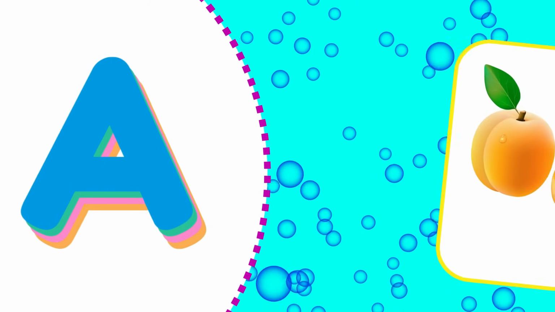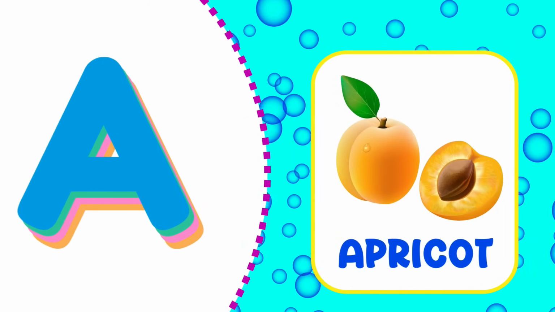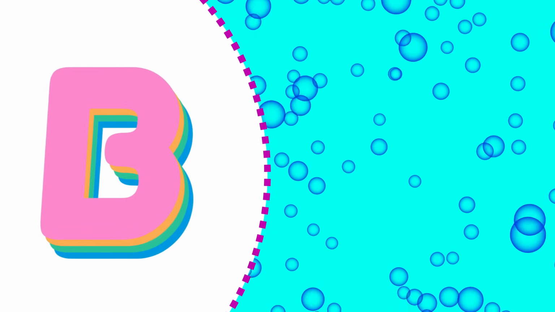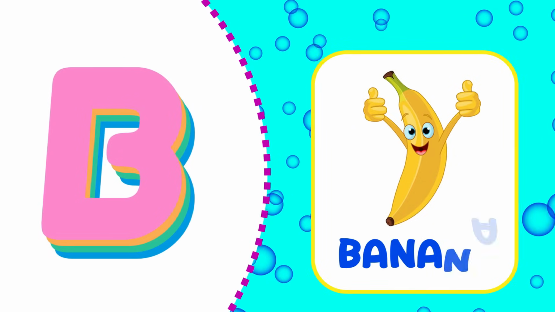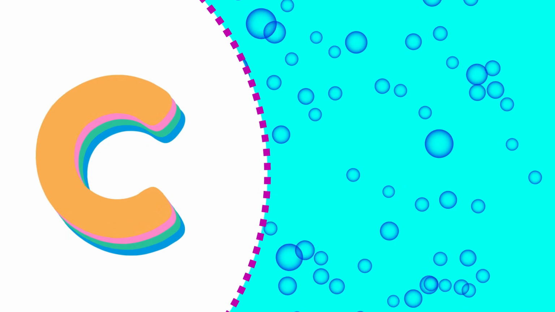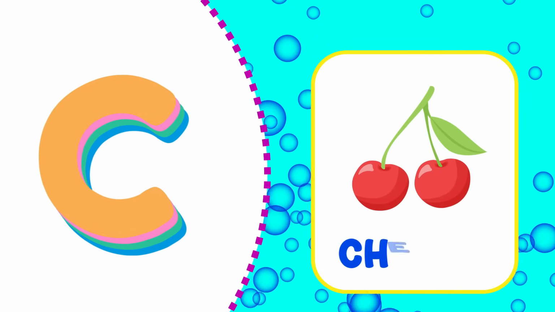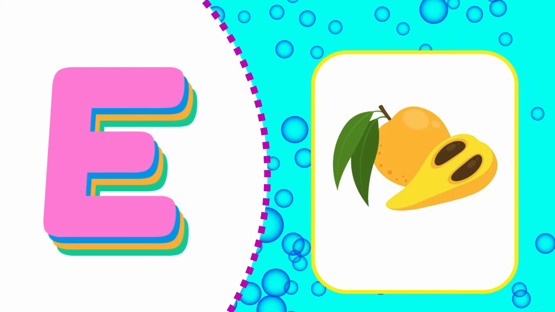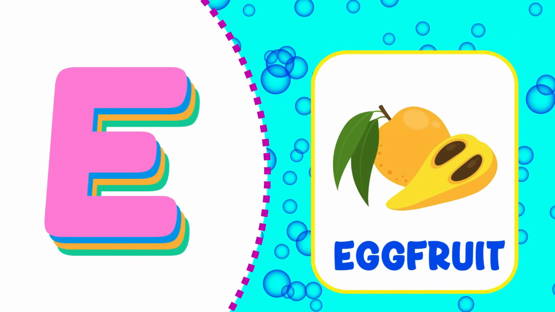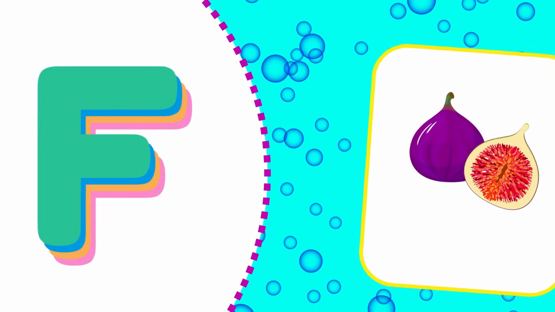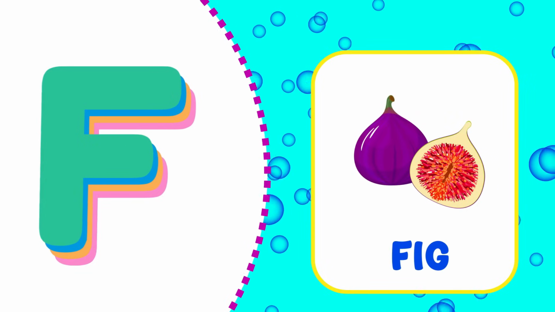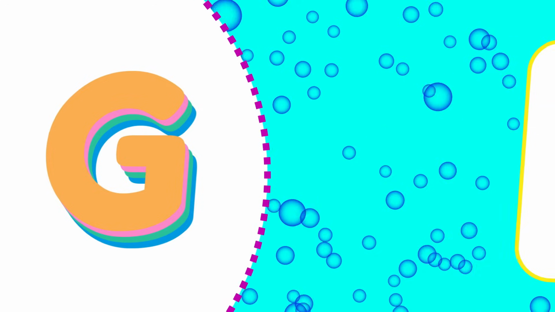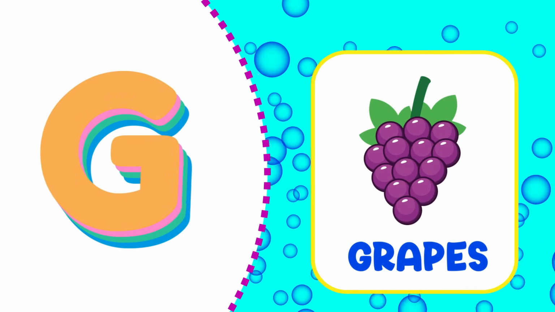A is for apricot. B is for banana. C is for cherry. D is for date. E is for apricot. F is for fig. G is for grapes.